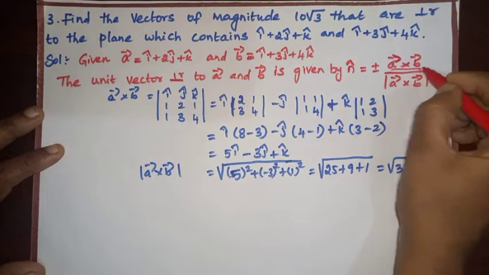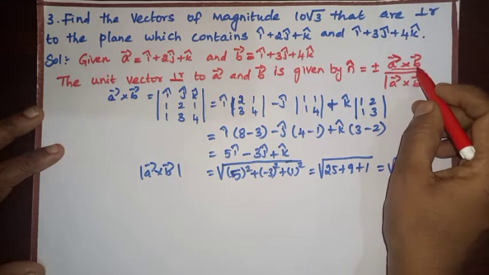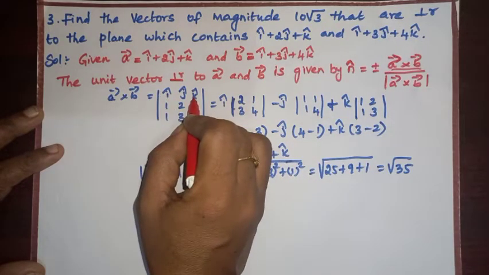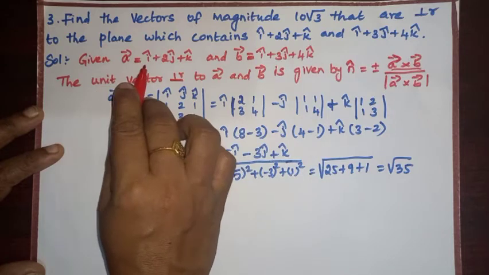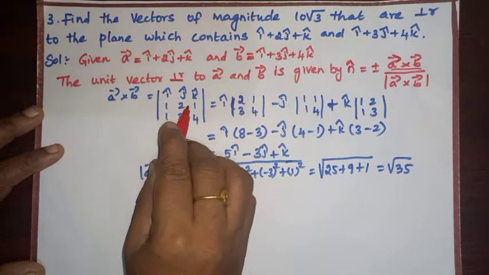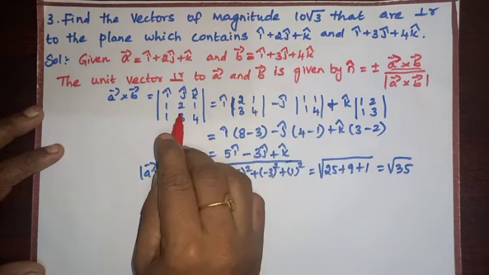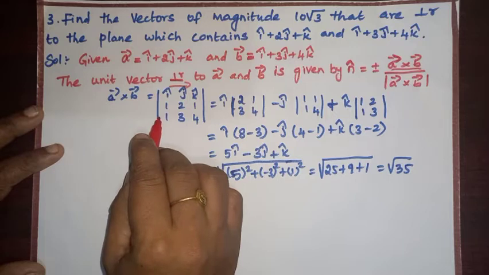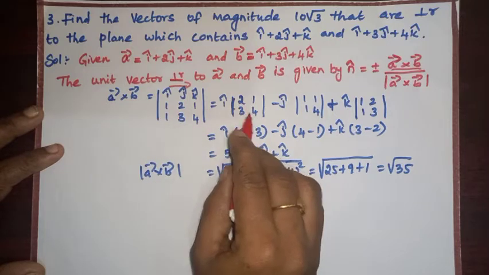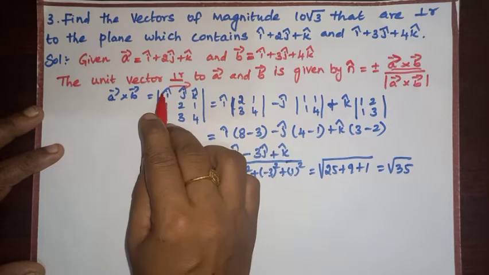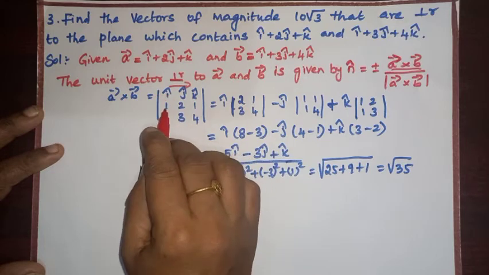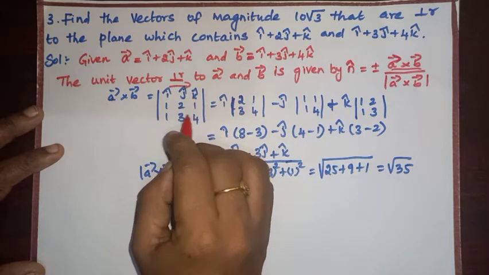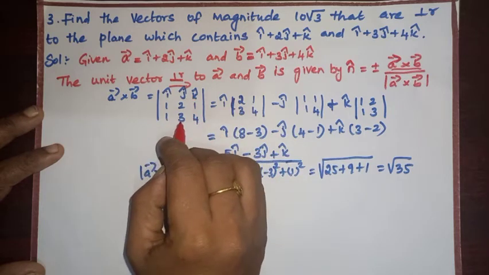First we need to find vector A cross vector B by using the method of determinant. So in the first row you write i, j, k, and vector A coefficients of i, j, k are 1, 2, 1 and here 1, 3, 4. So expanding along R1: i, delete the first row and first column, we have 2, 1, 3, 4, minus j, delete the first row and second column, we have 1, 1, 1, 4, plus k, delete the first row and third column, then we have 1, 2, 1, 3.